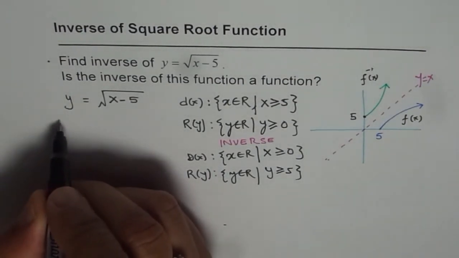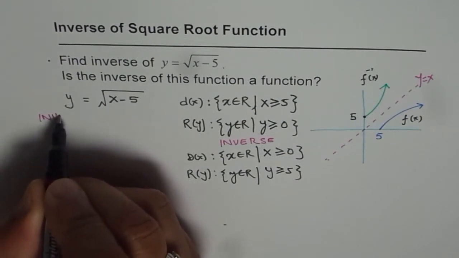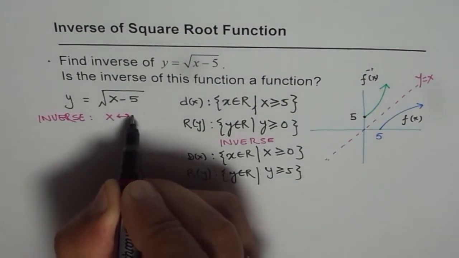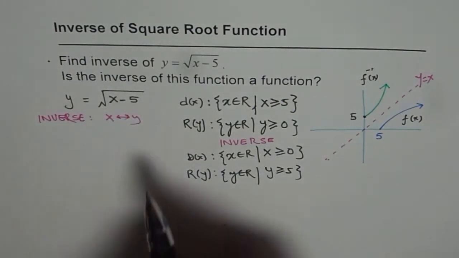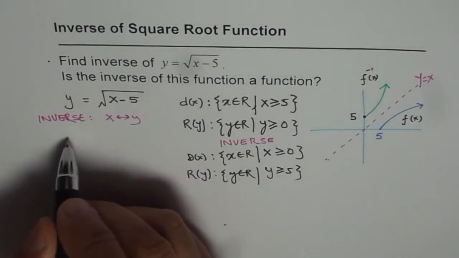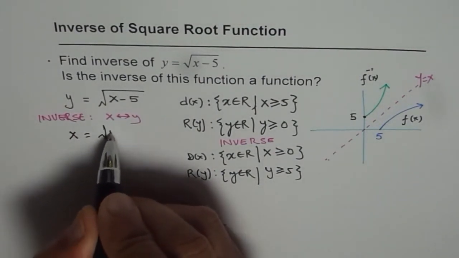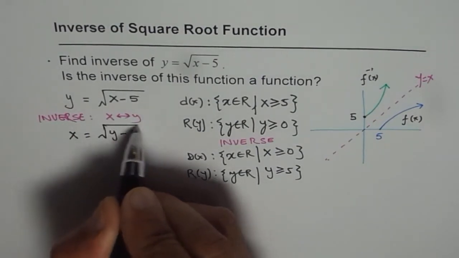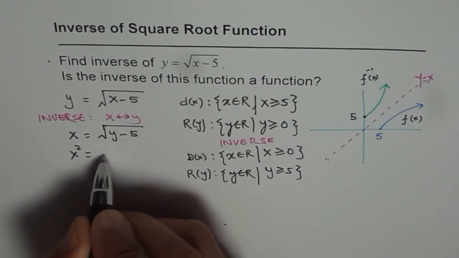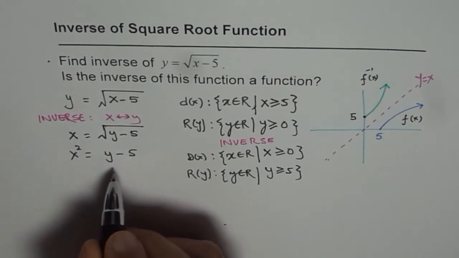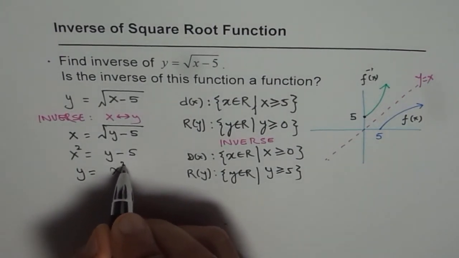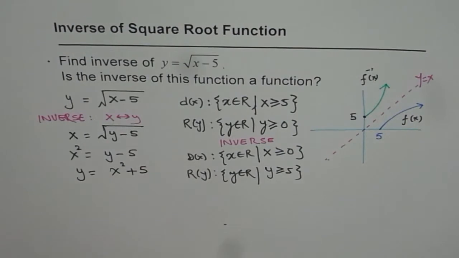For that, the first step is, since we are trying to find the inverse, we'll swap x and y, and then we'll calculate for y. These are the steps to be followed. When you do that, we get x equals square root of y minus 5. And to get the value of y, we'll square both sides. Say x squared equals y minus 5. And from here, we can write y equals x squared plus 5.